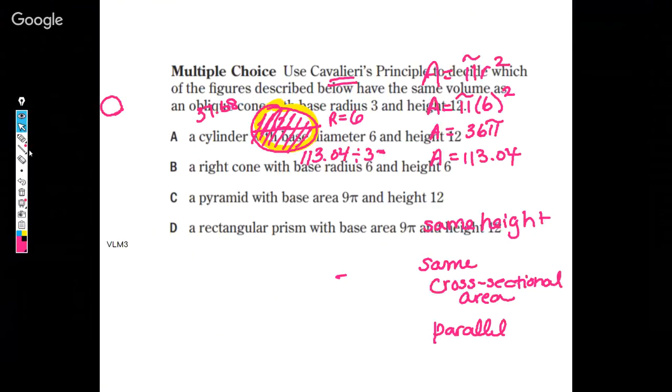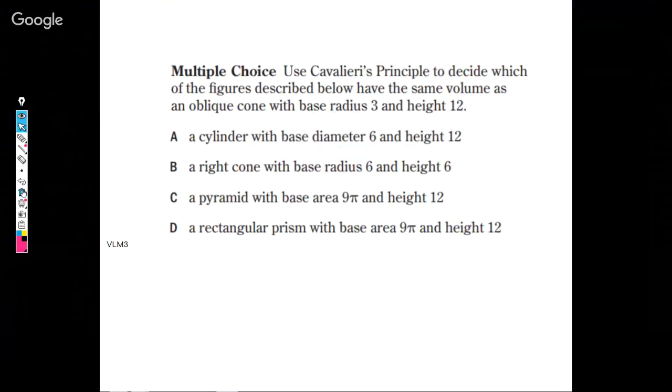Here's the next one. Let's look at this one. Using Cavalieri's principle to decide which of the figures described below has the same volume as the information they gave you: the cone has a base radius of 3 and a height of 12. So what are the 3 things again that we have to have? Same height and the same cross-sectional area. So right away we can eliminate B because B does not have the same height. So now we're stuck between A, C, and D.